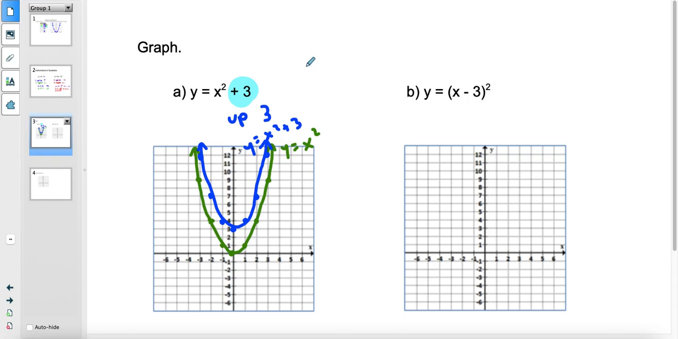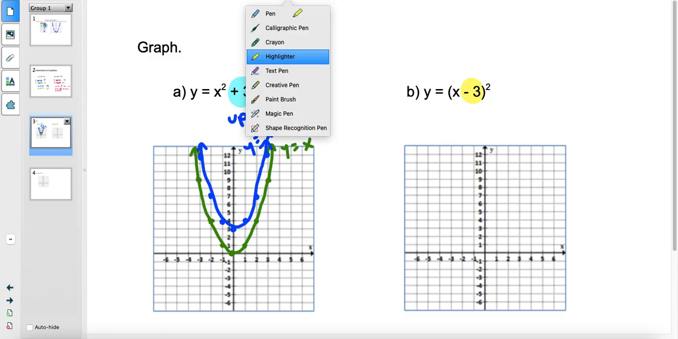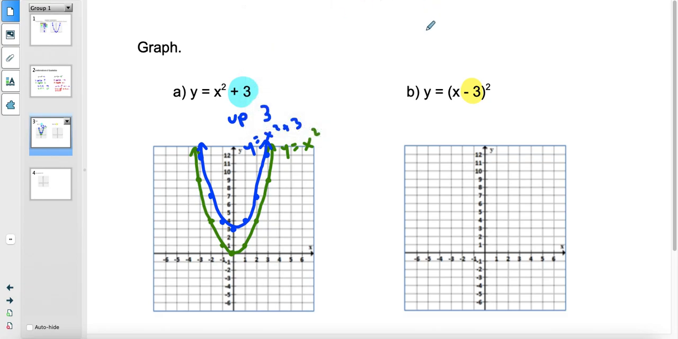What if I have something like this? y equals (x minus 3) squared. Now for this one, I'm subtracting 3 inside my brackets. Now my h value here is going to be positive 3, right? Since my h value here is 3, that means I'm going to shift my graph to the right 3 units. Okay, so let's do that.